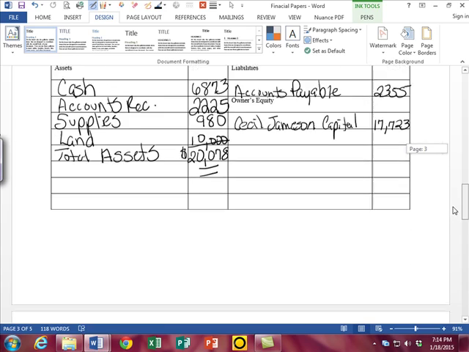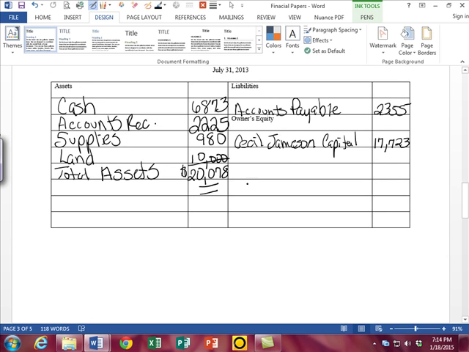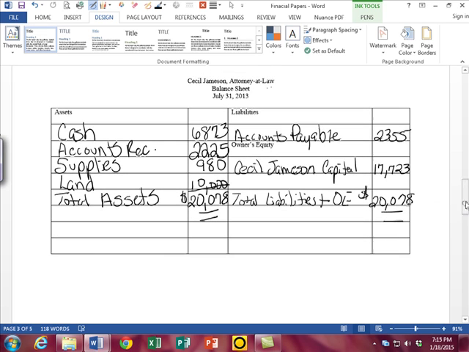Okay. All right. Then we need to total liabilities and equity. So we're going to do total liabilities plus owner's equity is $20,078. And that is our final answer. And now we can see that our balance sheet actually balances. Our assets, $20,078, equal our liabilities plus owner's equity, which is $20,078.